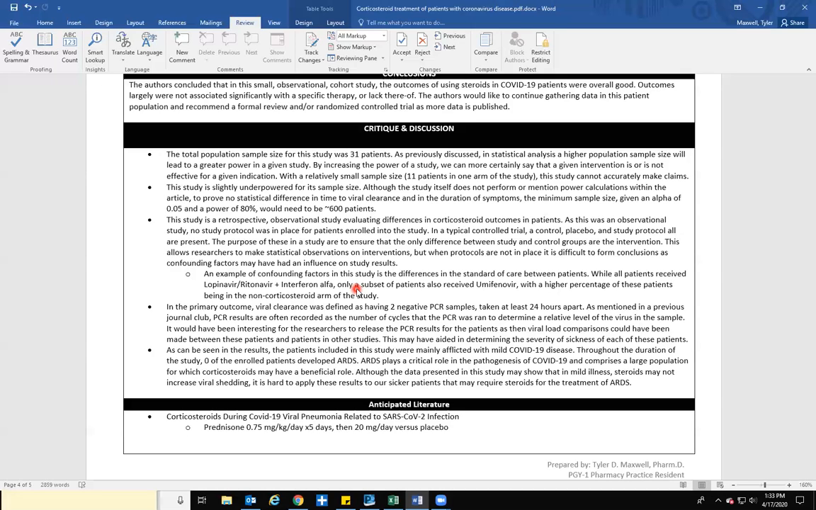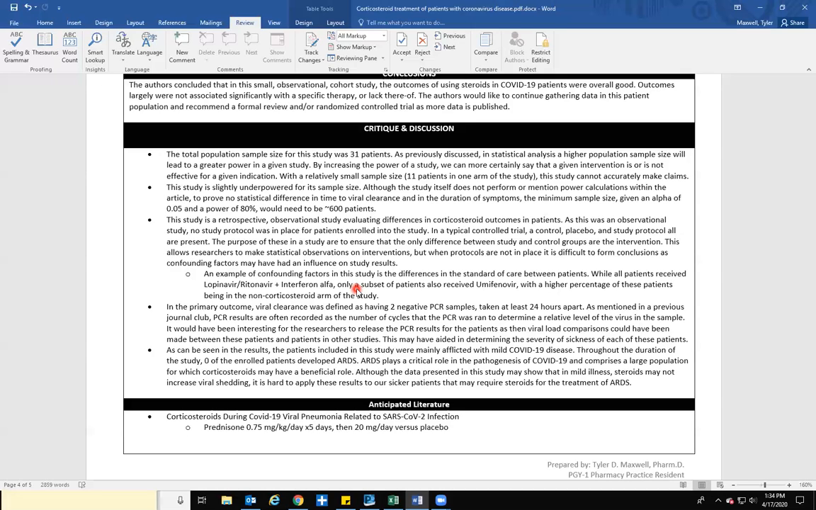Again, as this was an observational study, there was no protocol that was in place for the patients enrolled. So in a typical controlled study, we're going to have a control, a placebo, and then a protocol that would be present. This is to ensure that any differences seen between the study group and the control are due to the intervention itself. But because there was no protocol in place here, there were confounding factors that may have added to or taken away from some of the results that we see.